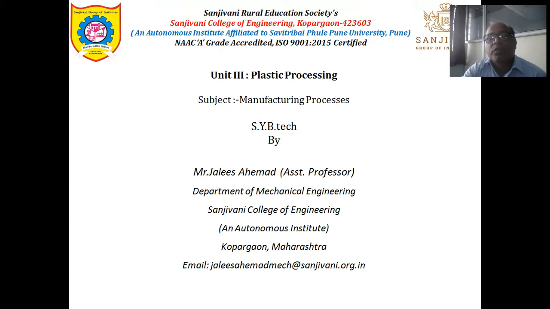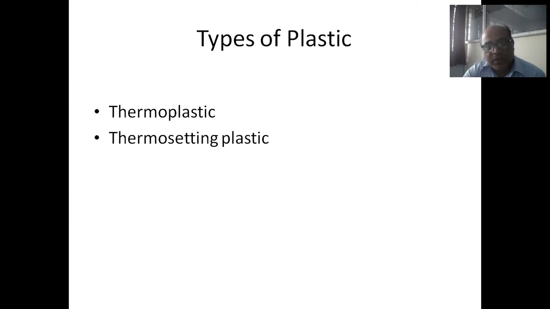We know that there are various types of plastics: thermoplastic and thermosetting plastic. Thermoplastics are the soft ones. Thermosetting plastics are those which, once heated and set, are set. They cannot change their shape after heating. They are permanently set, so they are not recycled. But thermoplastics are the soft plastics.